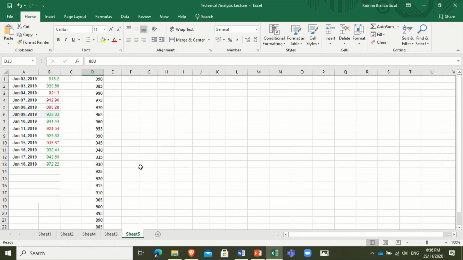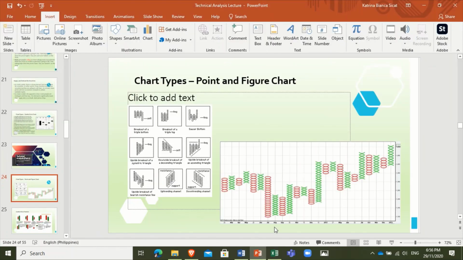Now, in the point and figure chart, when you see X, okay? Pag nakakakita kayo ng X, it means increase in price. Right? And then whenever you see O's, it is a decrease in price. Kaya kung titingnan natin yung chart, O's are plotted in red and X's are plotted in green.